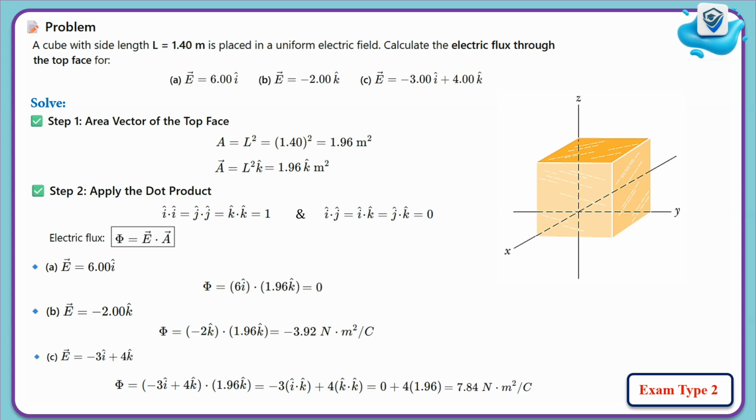This problem teaches us a very important idea. When using the dot product, only the component parallel to the area vector contributes to the electric flux. Always identify the direction of the normal vector first before starting the calculation.